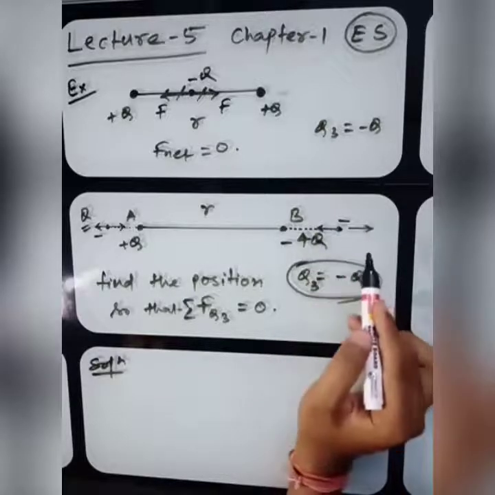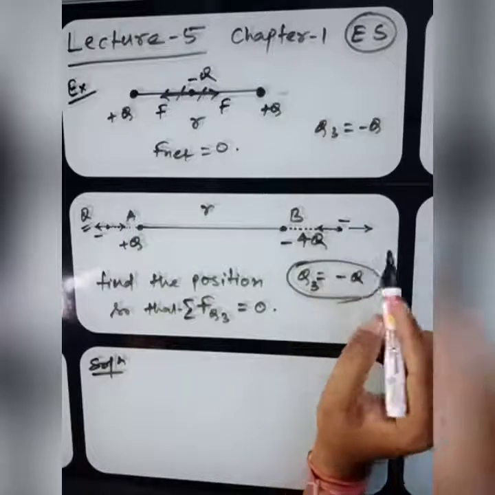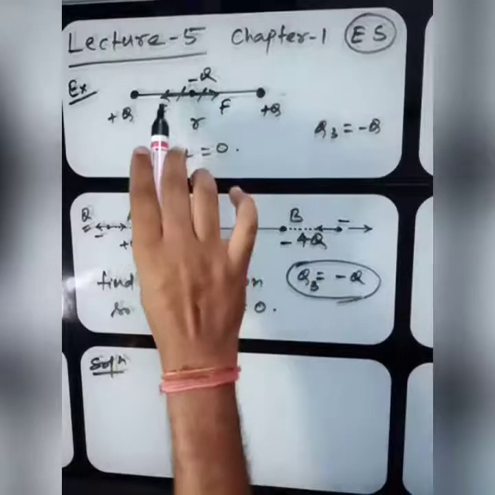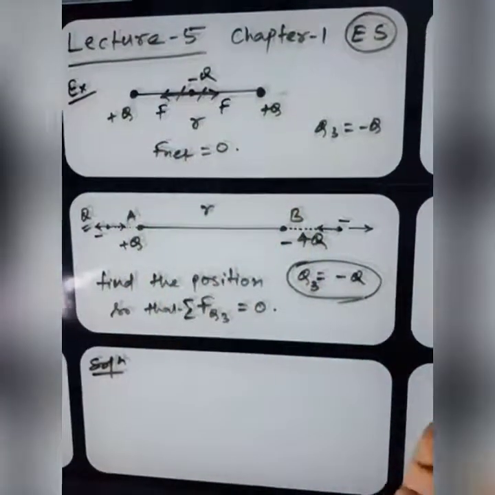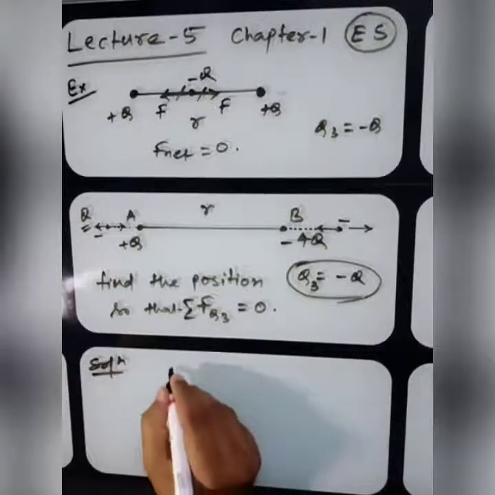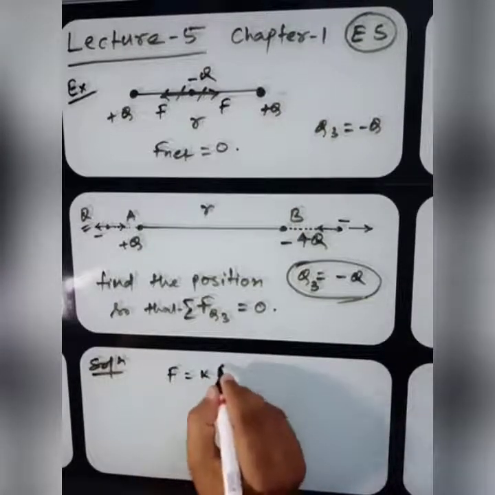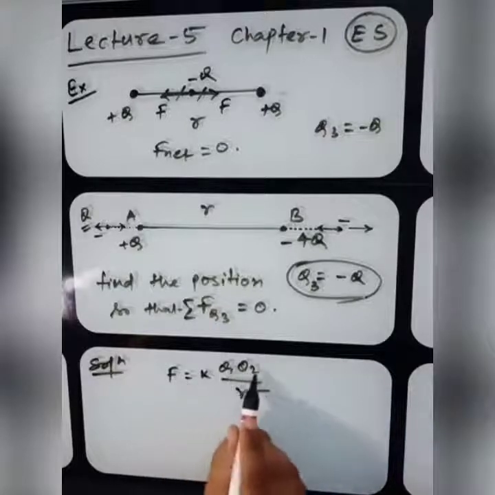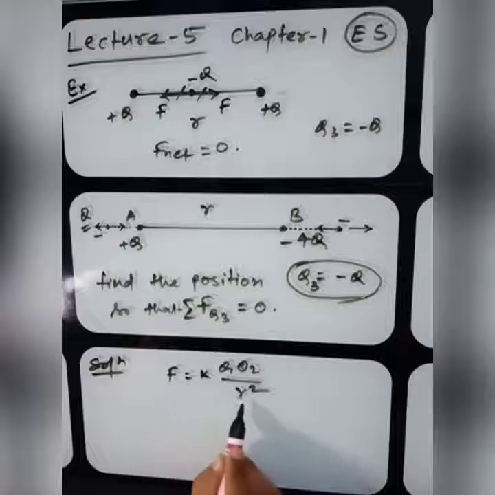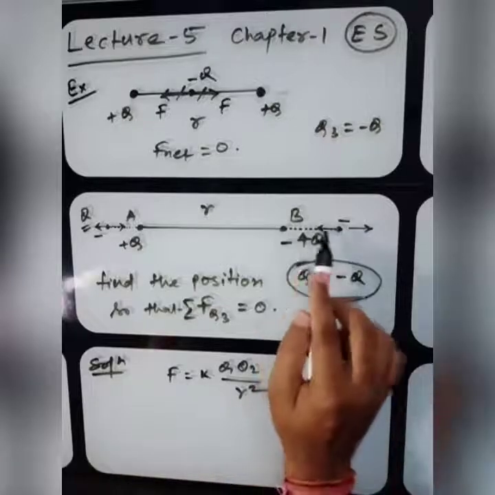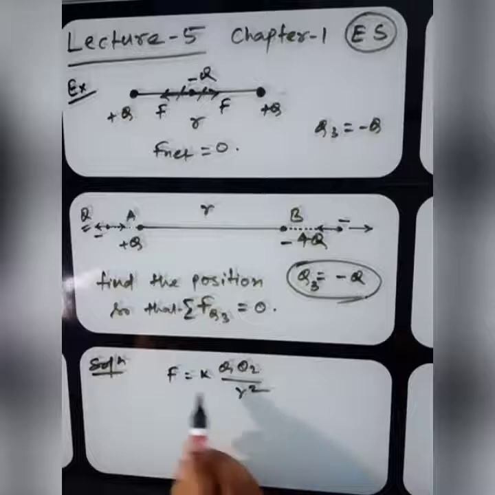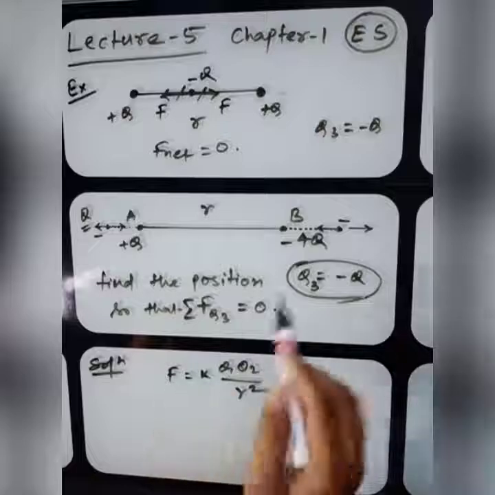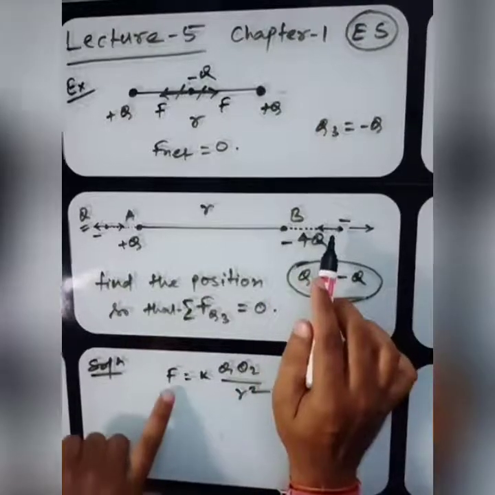But now we have to focus on the magnitude also. These two forces should be in opposite direction but equal in magnitude. Here both forces are equal in magnitude. Now the force is k q1 q2 by r square. That is, it is directly proportional to the magnitude of the product and inversely proportional to the square of the separation. If the separation is smaller, the force will be larger. Here the separation is smaller, so the force will be larger.